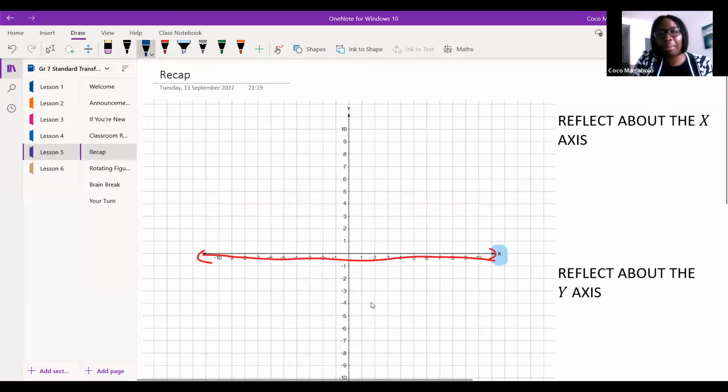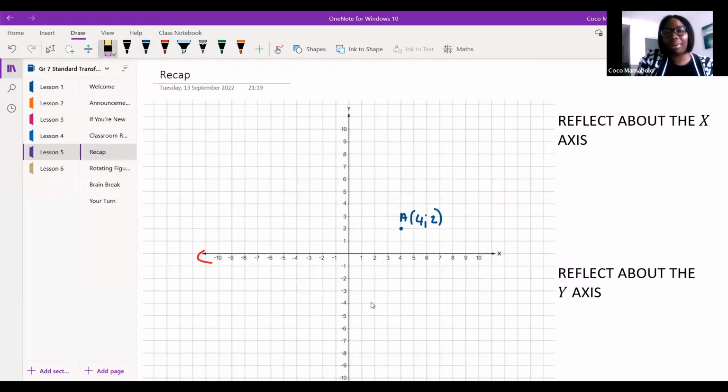So now, guys, if my point is over here, if this is A, and I know you all know how to find coordinates, this point over here is going to be 4 and 2. Who remembers the rule? When I reflect about the x-axis, what do we do? This is my mirror over here. What's going to happen to my x values and what's going to happen to my y values?